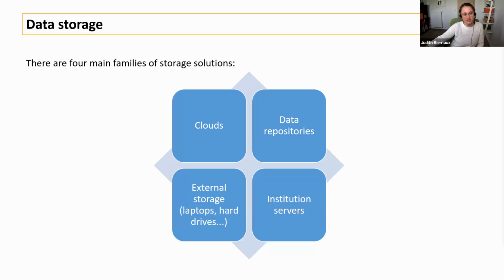So data repositories and clouds are often mixed together, but there are differences. Data repositories are platforms made for sharing. Clouds, such as, for example, Google Drive or Dropbox, are meant for storage. They can also be used for sharing, but they're meant for storage, all right? And then we have the physical storage family with two members in it: institution servers, so servers that are managed by your university or research institution, and external storage, that would be your laptop, which is basically a glorified hard drive, okay? Physical hard drives or USB sticks, or something that you use to store your data, all right?